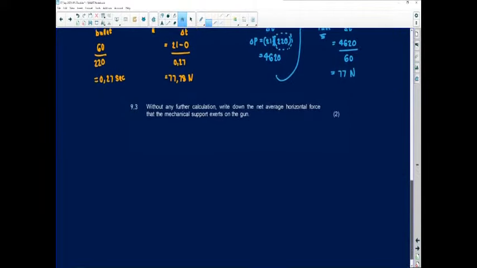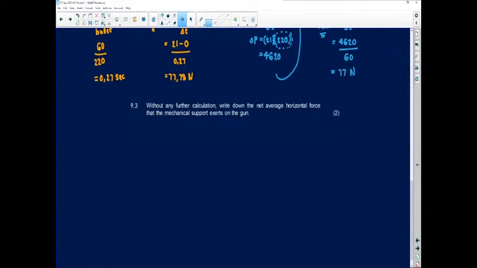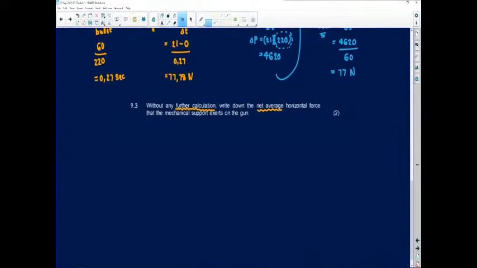So number 9.3 says, without any further calculation, so now they want to see if you understand and know the laws of physics, write down the net average horizontal force that the mechanical support exerts on the gun. So now think about it. The gun is sitting somewhere, and then as the gun fires, the mechanical support also moves. It moves as well. So this means, since they did say without further calculations, that it will also be 77.78, and this will be to the east.